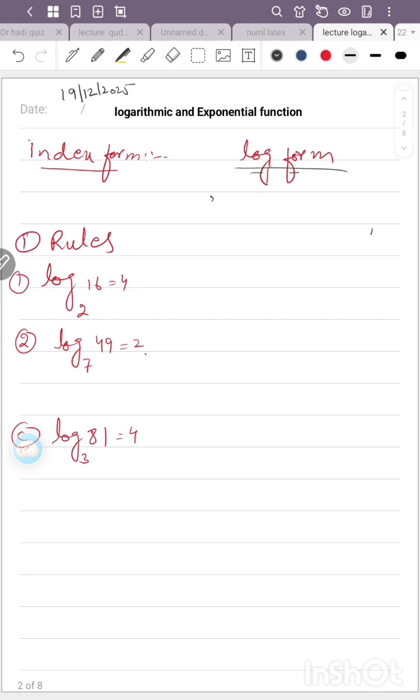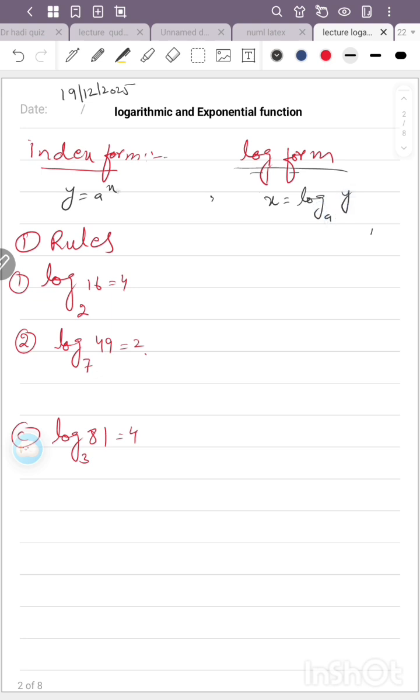What is the index form? What is the log form? I just write these equations to identify the index form. Here, y equal to a power x. This is what we say is the index form, and the other one is the logarithmic form: x equal to log of a and y.